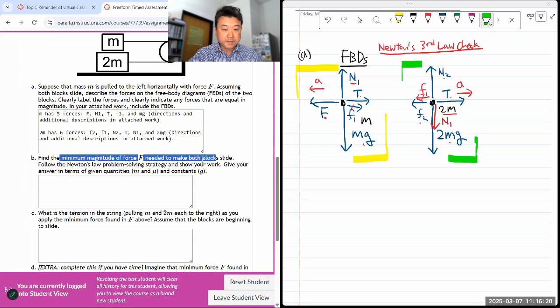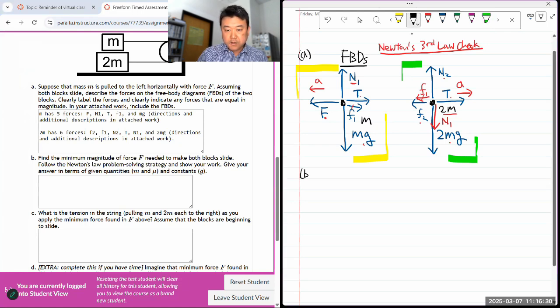Okay, find the minimum magnitude of force F needed to make both blocks slide. So I think what that means is that with minimum, you do need to think through to figure out what that means. This imposes some sort of a quantitative condition. And I think what that means, I need to go faster, that's why I'm not rambling on, is that acceleration must be approaching zero.